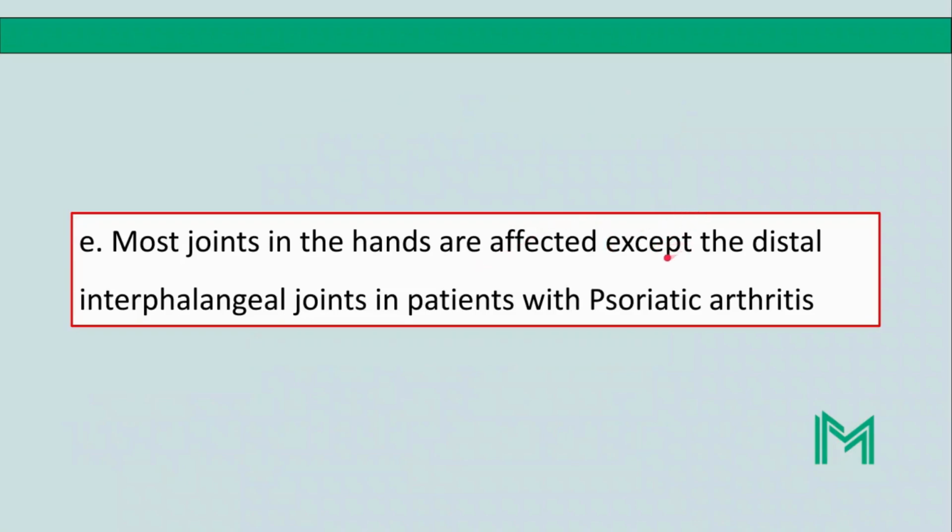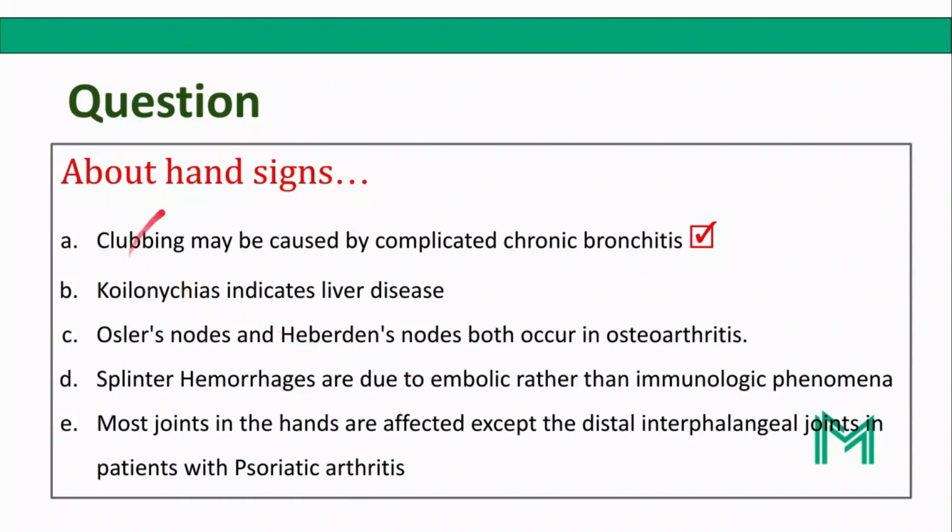Because it's very common to have distal interphalangeal joints being affected in patients with psoriatic arthritis. It's very common, it's very classic. So it's a false statement. Back to our question now about hand signs. Clubbing may be caused by complicated chronic bronchitis. We've seen that this is true because chronic bronchitis in and of itself has to be complicated by either lung abscess or lung empyema or other form of suppuration before you may see clubbing. So this is a true statement. Koilonychia indicates liver disease is a false statement. Koilonychia usually indicates iron deficiency anemia.